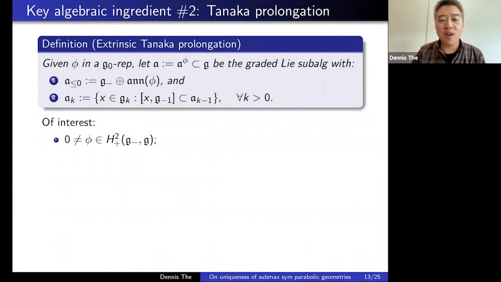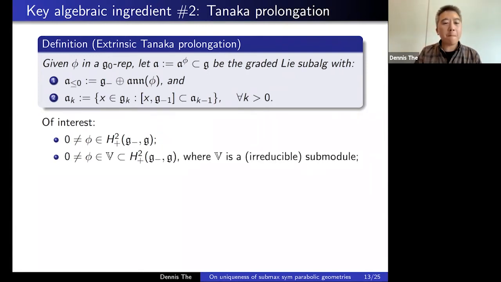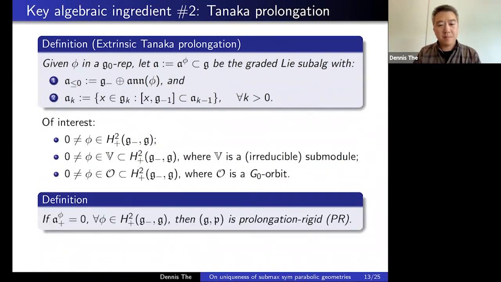Of particular interest are non-zero values for phi living in this harmonic curvature space. Maybe I'm going to restrict to some submodule, maybe I'm going to restrict to some orbit. One can ask, do I actually get into positive prolongation? There are many instances where, as soon as you turn things on with phi non-zero, you never get into positive prolongation. Those we call, with Boris, prolongation rigid, PR.